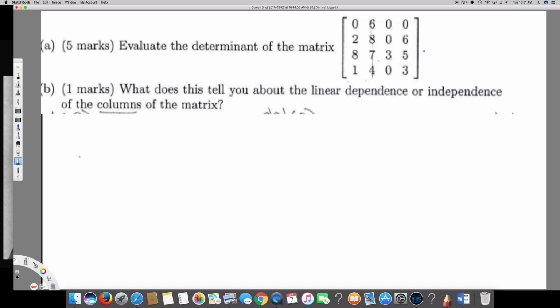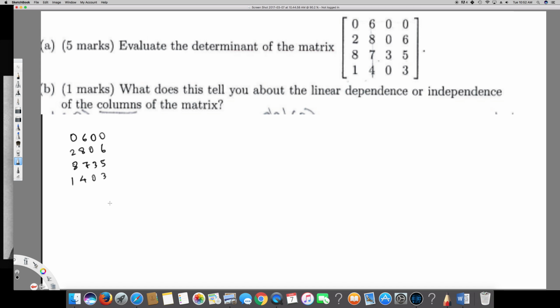Whenever you see something like this, if it's 3 by 3, it's easy to find the determinant, but if it's 4 by 4, it's better to bring it into upper triangular form and then multiply all the diagonal entries of the matrix. So first, I write the original form right here: 0600, then 2806, then 8735, then 1403.